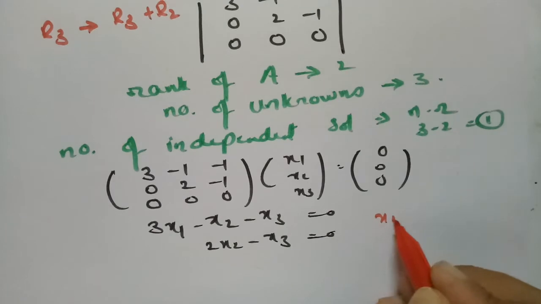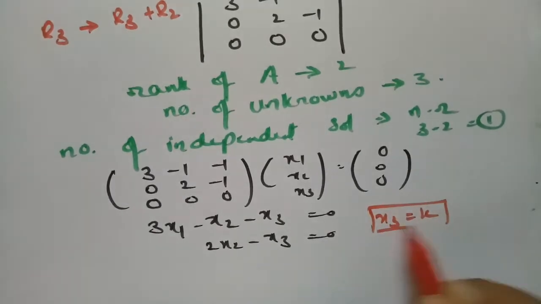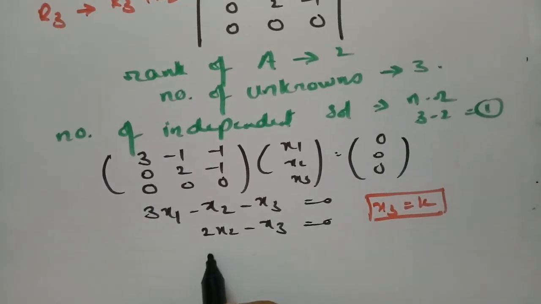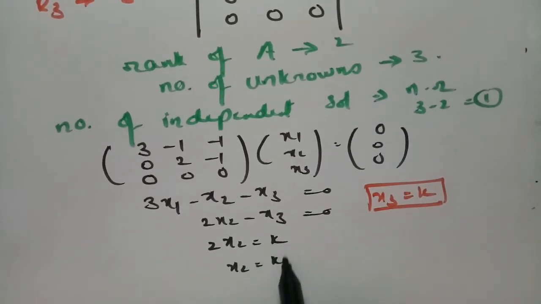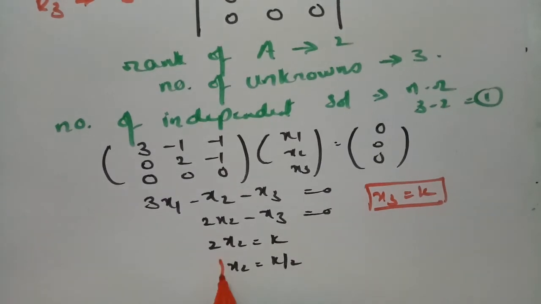So one independent solution I can take, therefore x3 is equal to k. So this is 2x2. So 2x2 is equal to x3, which is nothing but k, and x2 value is equal to k by 2. So x2 value is k by 2.